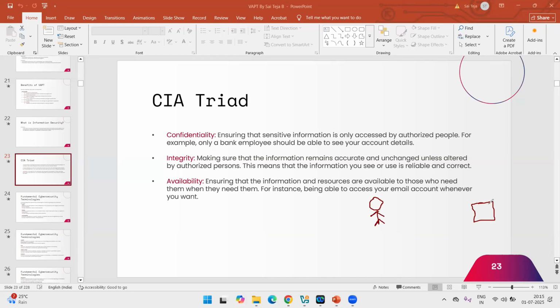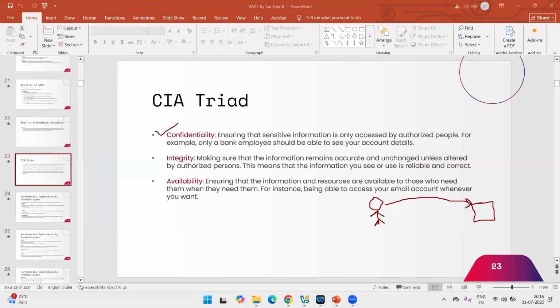So what is meant by confidentiality here is ensuring that the sensitive information is only accessible by authorized people. When you try to access your emails by logging into Gmail, they'll verify who you are. That's what we call authentication. You have to prove yourself with whatever authentication mechanism you have chosen. Usually now we have username and password, and of course multi-factor authentication is also in place.